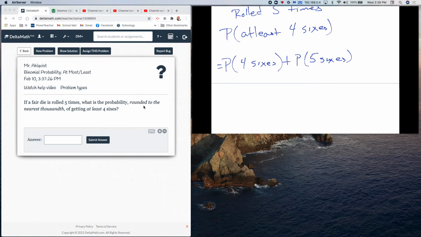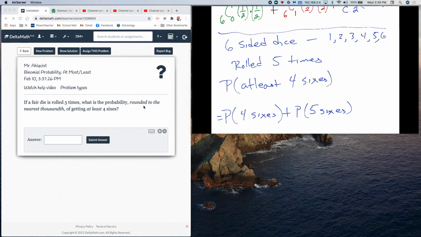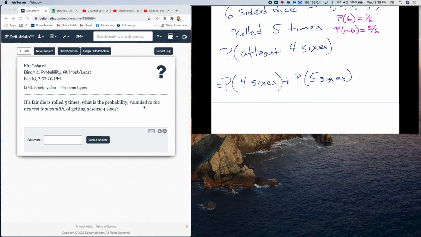So let's go back and think about getting a 6. The probability of getting a 6 is 1 out of 6. The probability of not getting a 6 is 5 out of 6, right? Because either you're going to get a 6 or you're not going to get a 6. So when we go through this and we start to calculate this, I'll scroll out so you can see it.